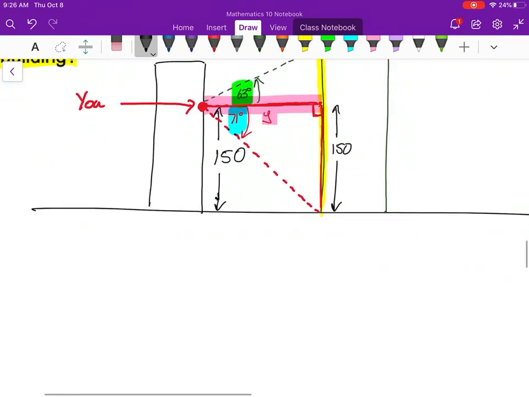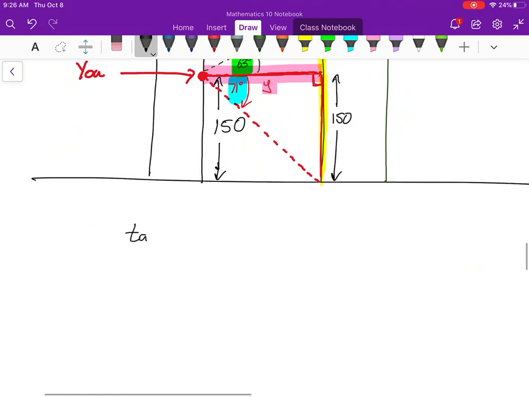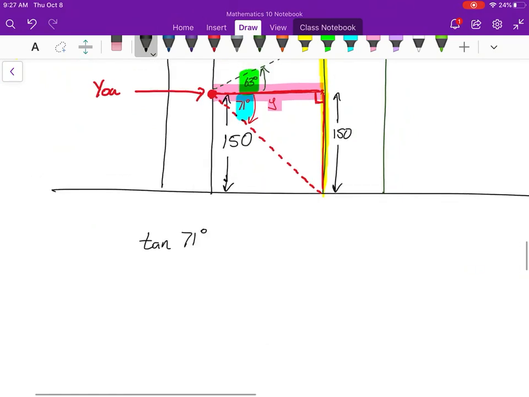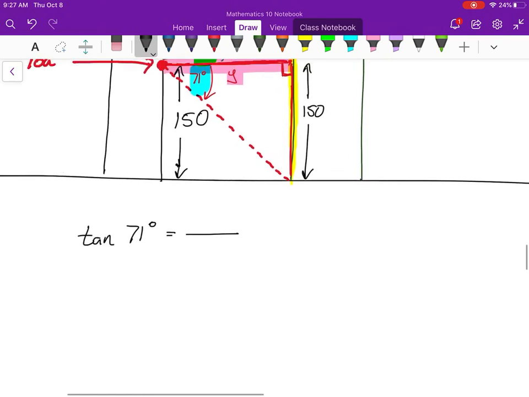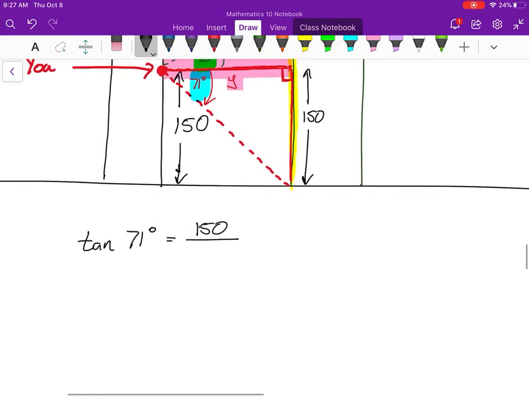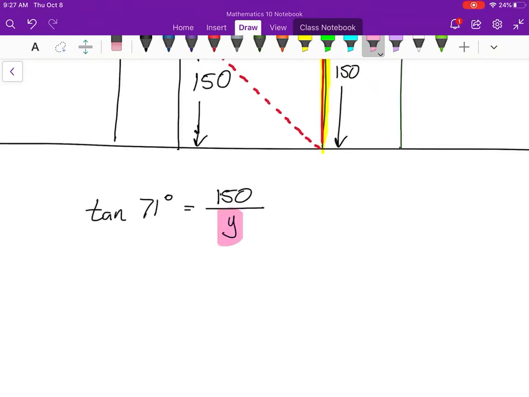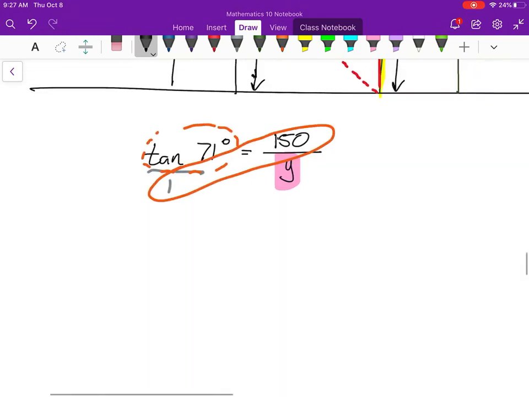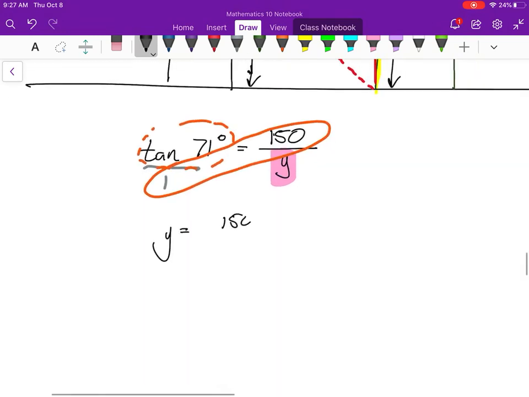So let's do that. I can say the tangent of 71 degrees must equal the side opposite to 71 degrees, which in this case is 150 feet, divided by the side adjacent, which is my y, which in this case represents the distance between these two buildings. Okay, now I can cross multiply, right? If I make this over 1, I can figure out y by going 150 times 1, dividing by the tan of 71. So y must equal 150 divided by the tangent of 71 degrees.